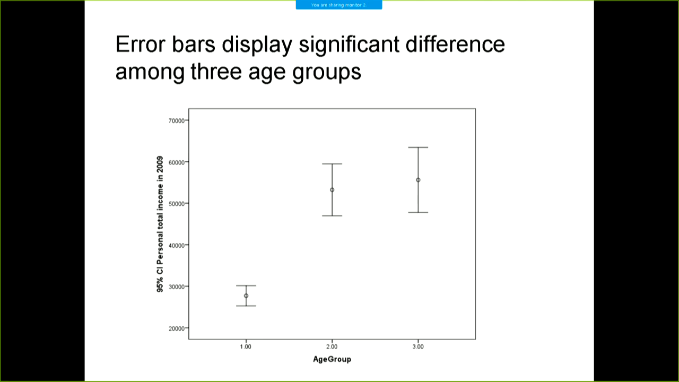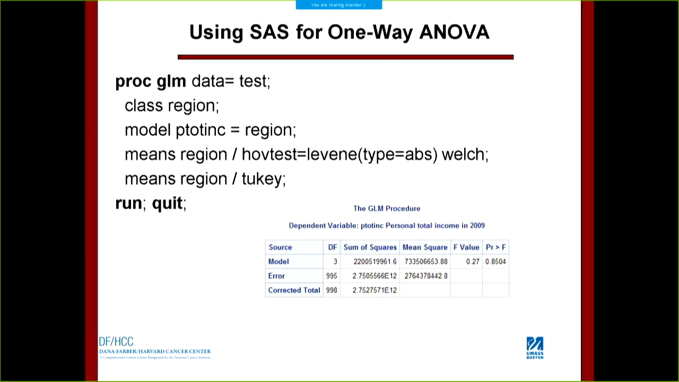Now the next, I'm going to show how we can run the SAS program for the one-way ANOVA. Okay, and for SAS, yes, we always need to use a program. Okay, so we use PROC GLM, general linear model. GLM stands for general linear model, and data equal to test. Suppose I have input the data here, and the class statement followed by the grouping variable. Here is region, and the model is the SAS command, and then the dependent variable personal total income equal to region, which is the independent variable.